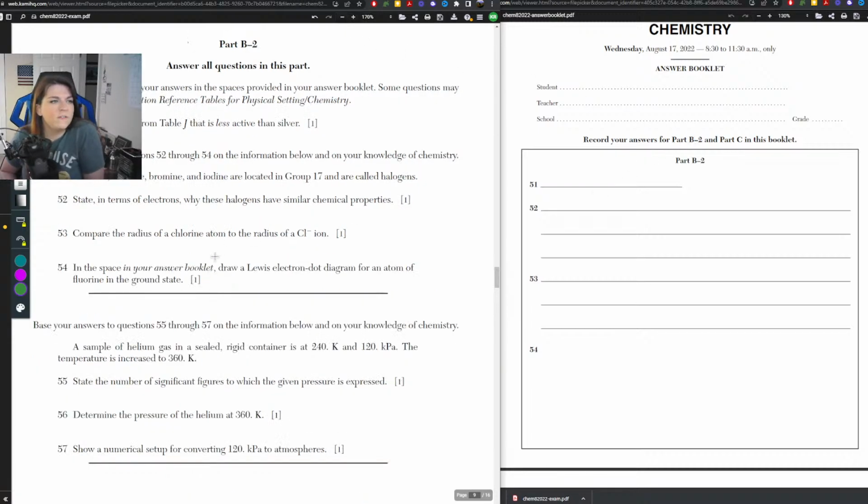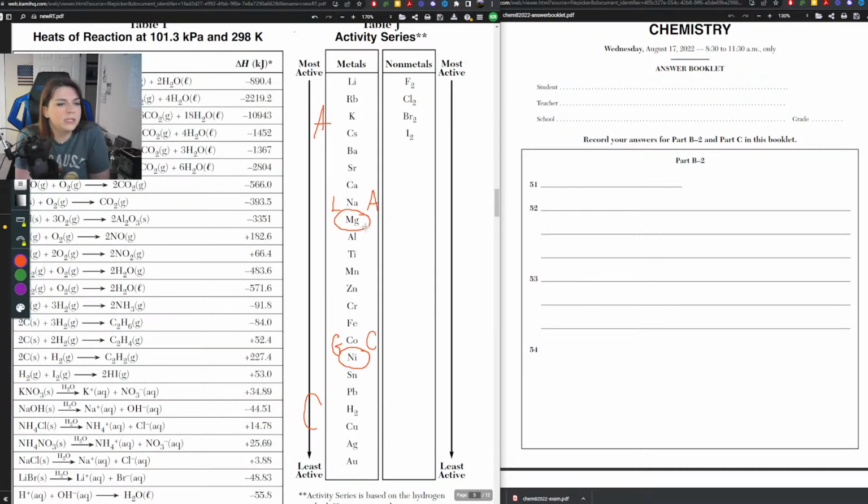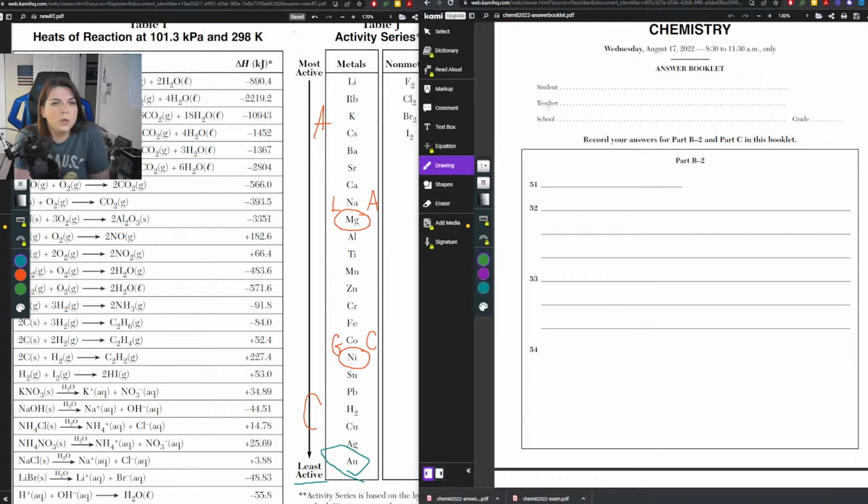Okay, for question 51, it says identify a metal from table J that is less active than silver. And this has absolutely no context. They just want something that's less active than silver. There is only one option that is less active than silver, looking at table J, and that is AU. It tells you right here that it's least active. So for 51, we are going to say AU.